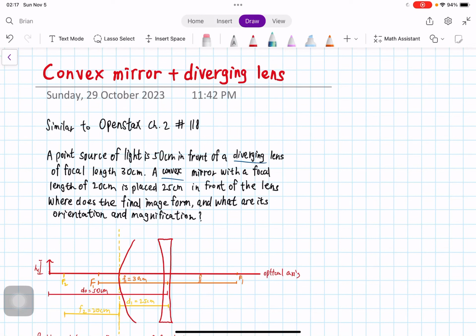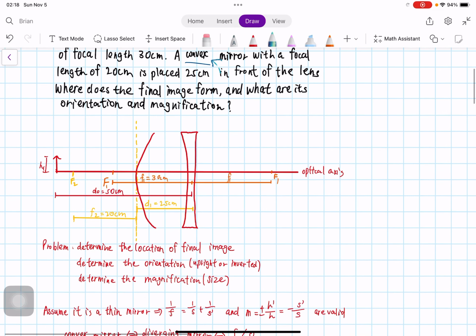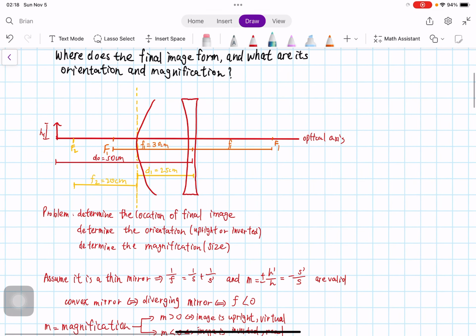Very similar to the last problem about concave mirror and converging lens. In this section, we're going to look at convex mirror and diverging lens. So this is the same problem, except I changed the converging to diverging and concave to convex. So again, we have two surfaces and there's two image formation.